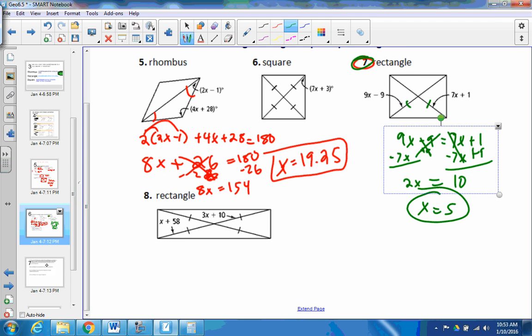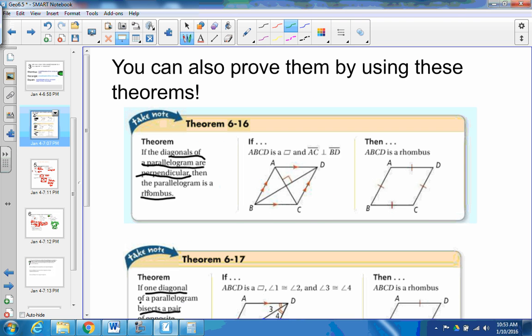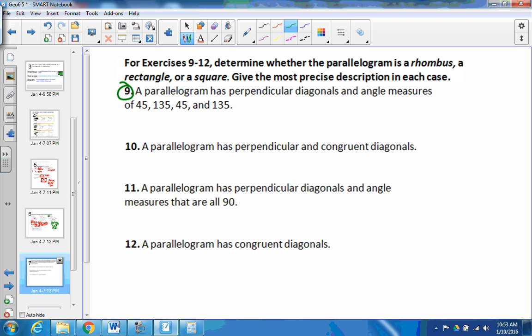All right, we're going to skip the other two and go on to this section right here. It says determine whether the parallelogram is a rhombus, a rectangle, or a square, given the parameters there. We want the most precise one. So number 9, a parallelogram has perpendicular diagonals. So it's going to be a rhombus, we know that. Perpendicular, yeah, there you go, it's a rhombus. And angle measures of 45, 135, 45, 135. So that is going to be a rhombus. That is not a square.